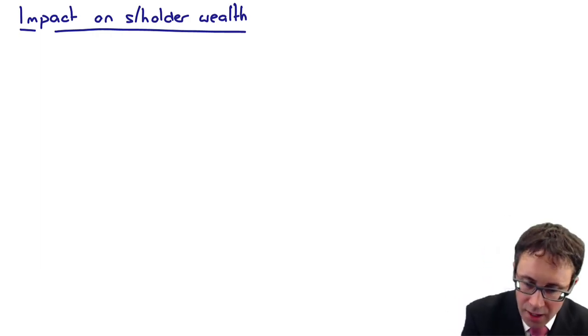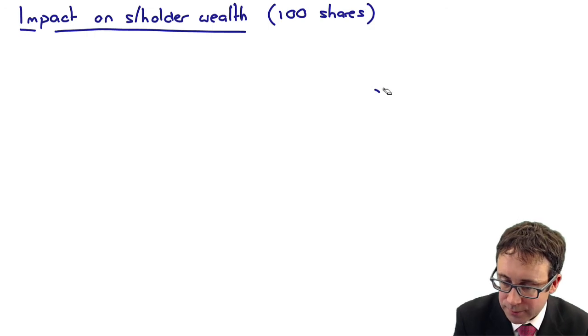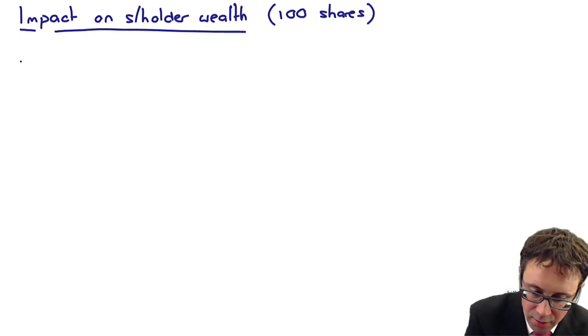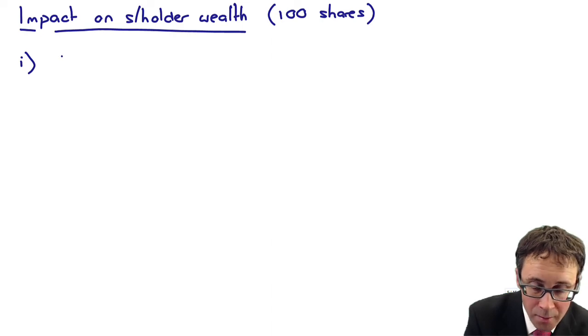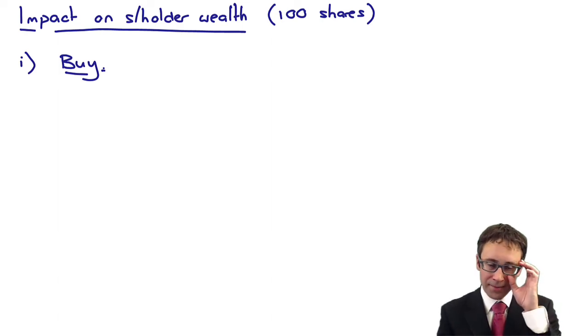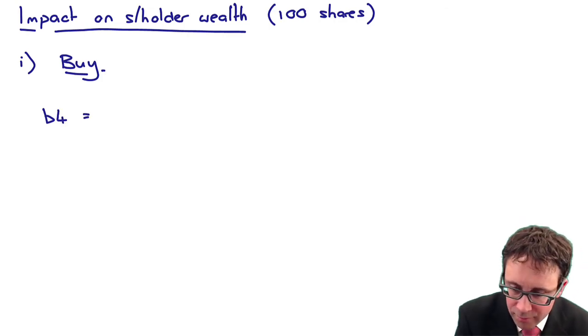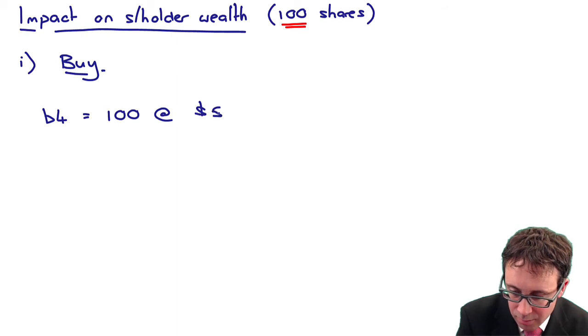So let's look at the impact on shareholder wealth if you own, say, 100 shares, and let's say in scenario number one that you buy the shares. We need to look at the wealth before. So before, I have 100 shares, and they were at $5 per share.